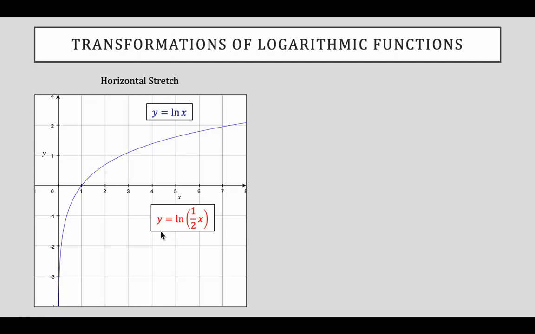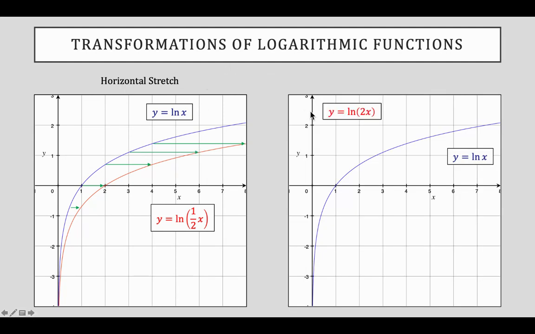We are going to take every single one of our x coordinates, recall that horizontal scalings affect the x coordinates, and we divide it by 1/2. And dividing by 1/2 is the same as multiplying by 2. So every one of these x coordinates gets multiplied by 2. Notice the one that's here at 1 is going to move to 2. The one that's at 2 is going to move to 4. The one that's at 3 is going to move to 6, and so on.